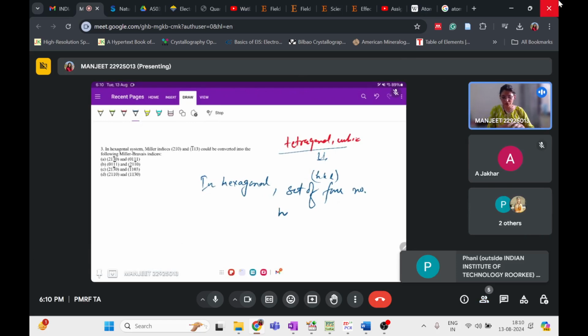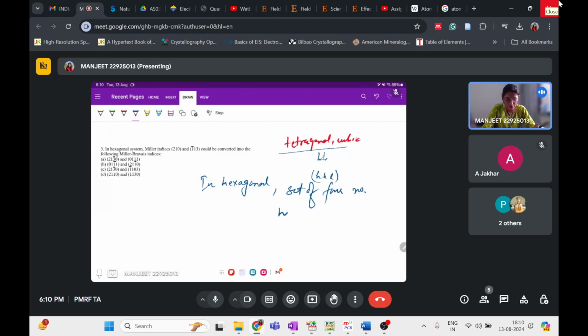Okay, so for the hexagonal, we define the Miller indices by four numbers, that is H, K, I, and L. And also here the direction is defined by four integers. Generally, we define the direction as U, V, and W, but in hexagonal, we define it with U, V, T, and W.